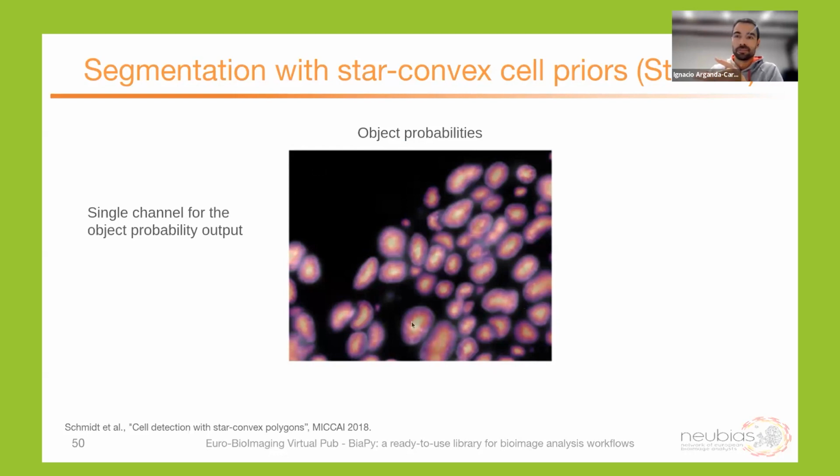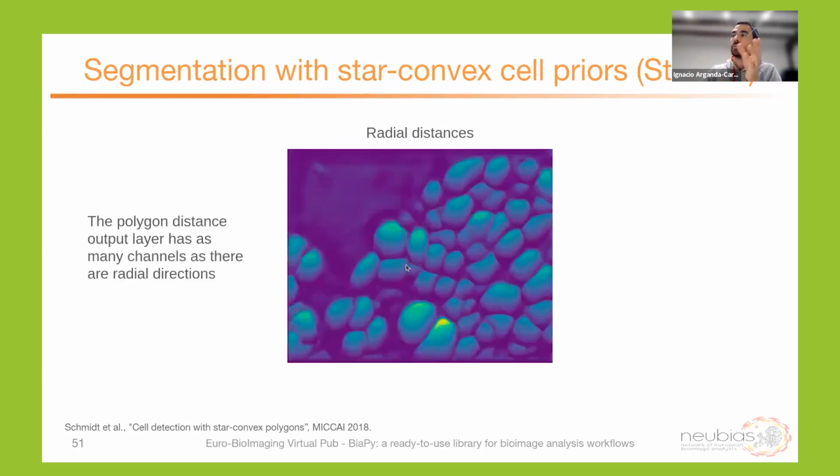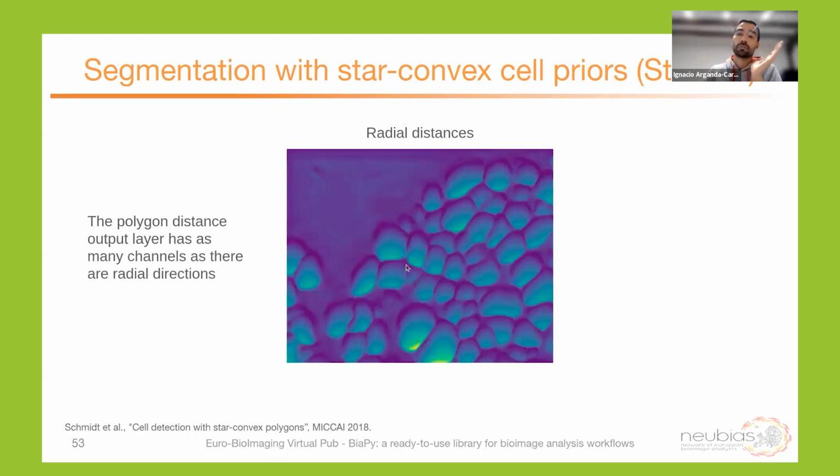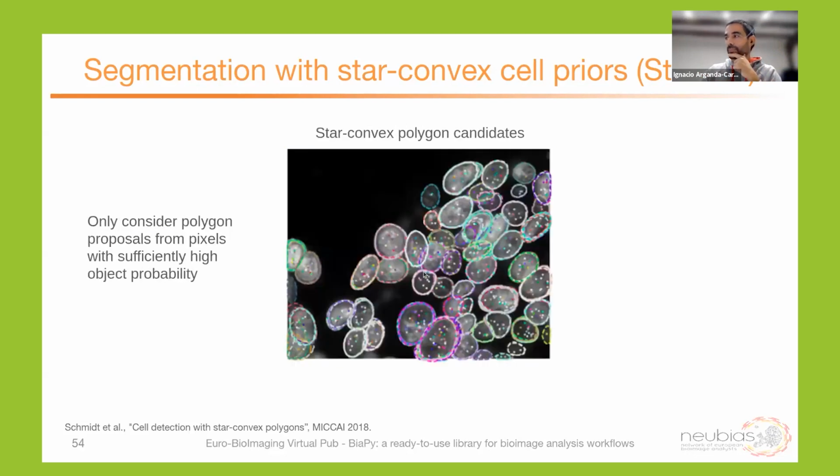In this case, it does actually quite a good job because they separate things that are already touching, but it's not perfect. And also all the distances in specific directions. Okay, the more radial distances that you have, the more accurate your boundary is in the end, but of course you have to spend more time training.